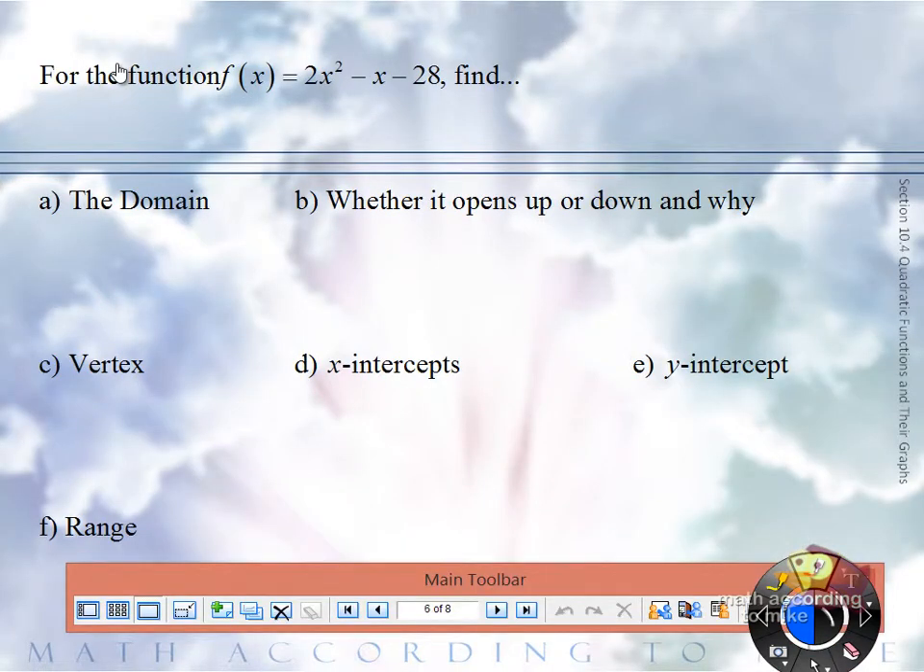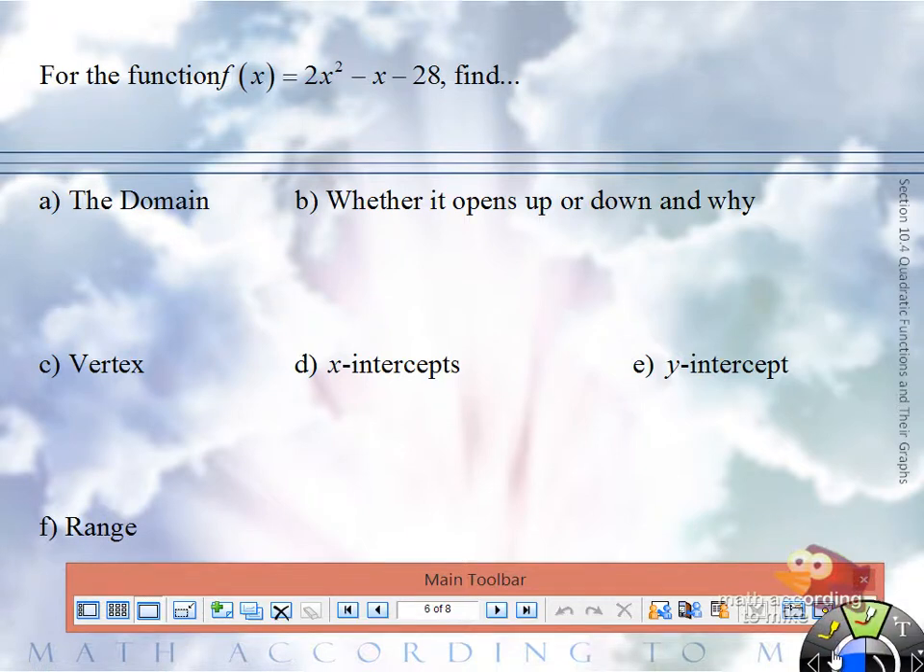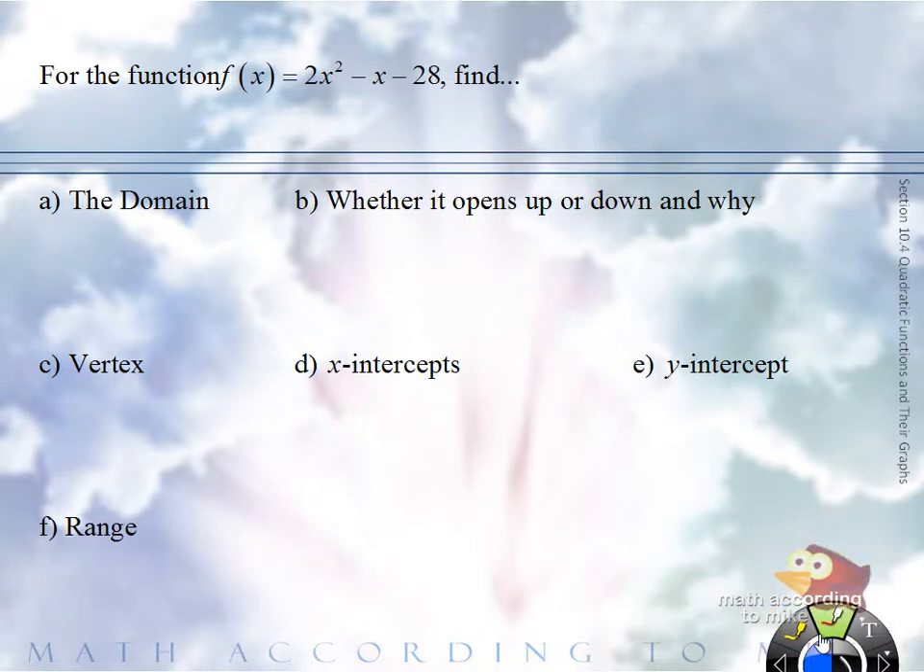So this example is going to span over 2 slides. So we're going to have to pop back and forth. So the function f of x is 2x squared minus x minus 28. Find the domain. So when you're asked to find the domain of a function, in your mind you should be checking 2 things. When we hit chapter something, we'll add a 3rd thing to that list.